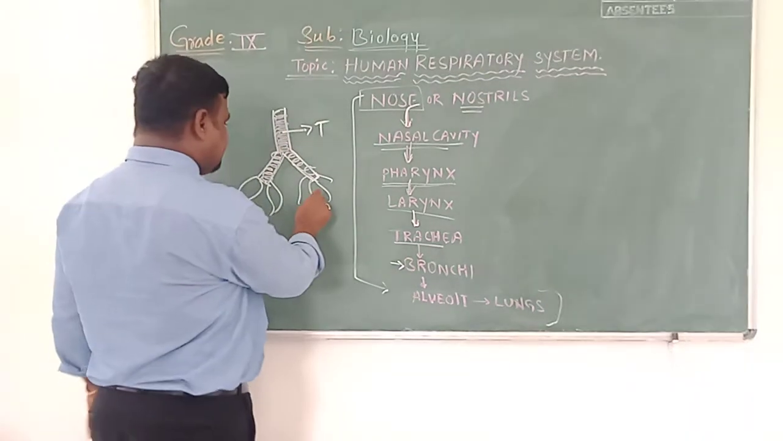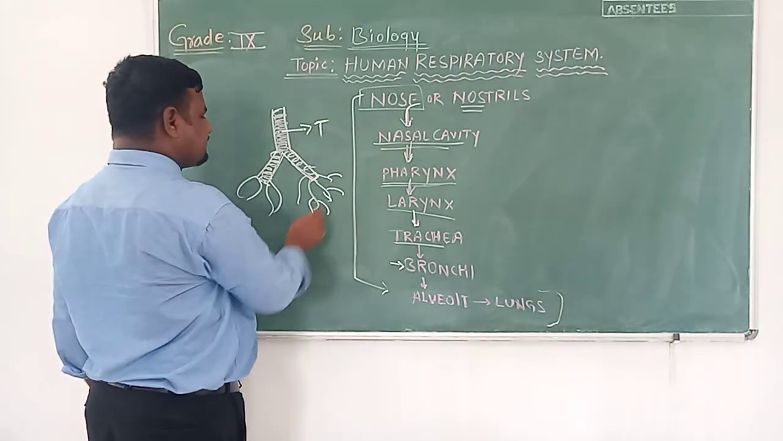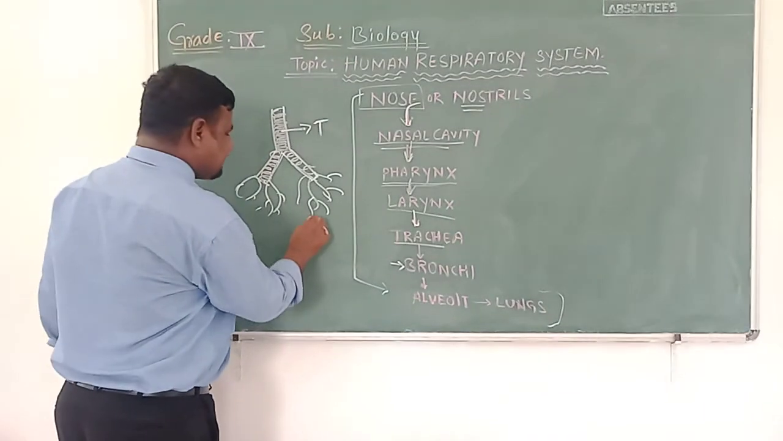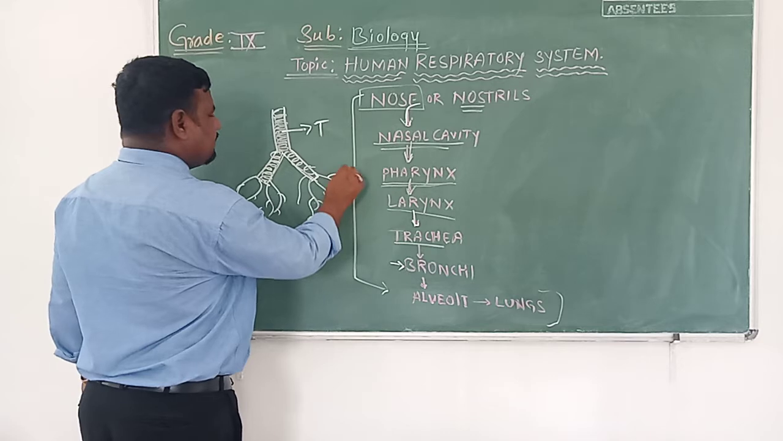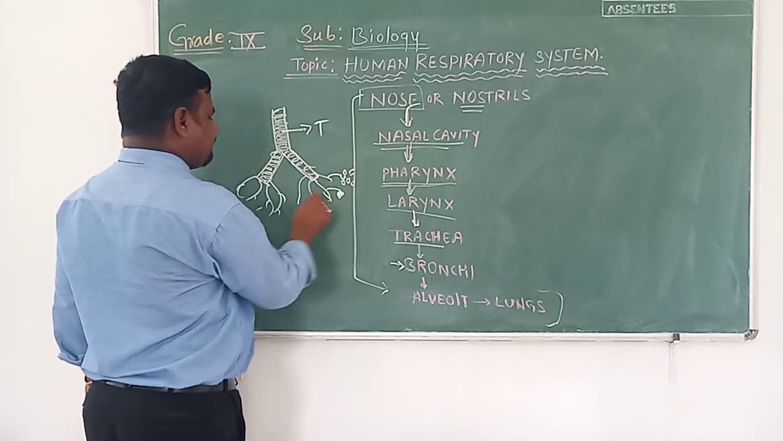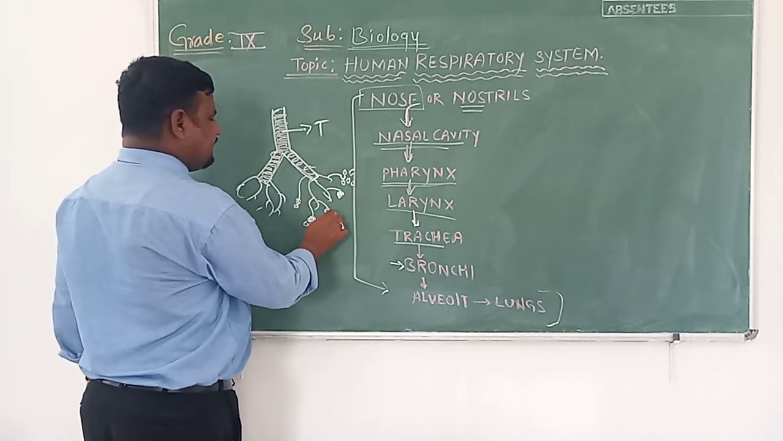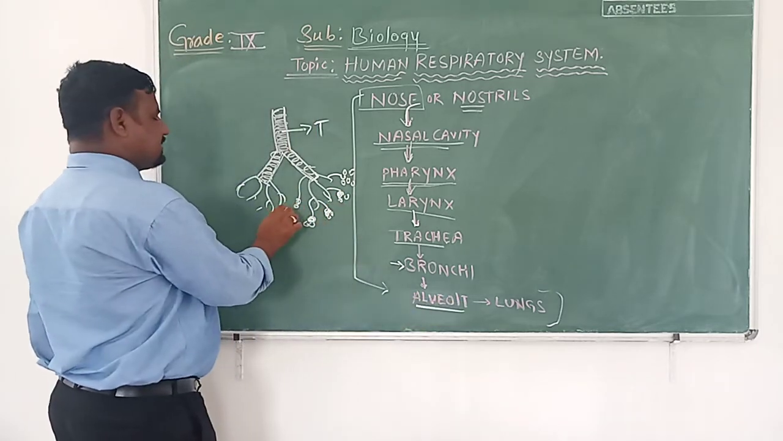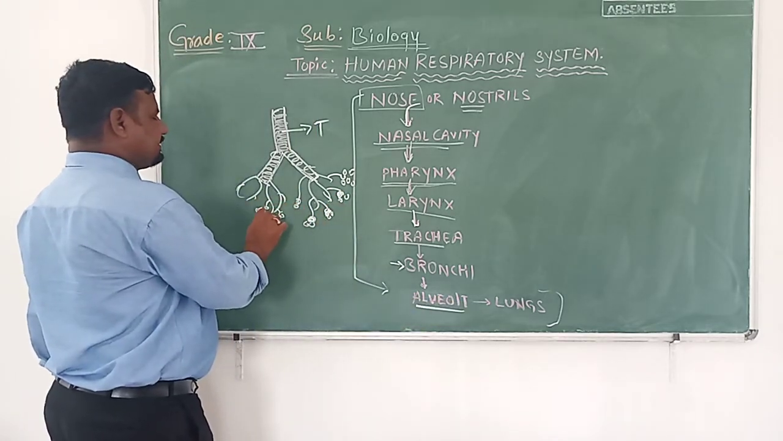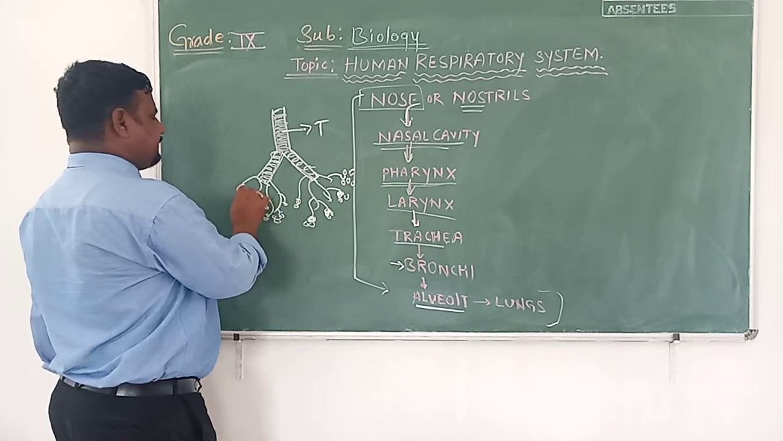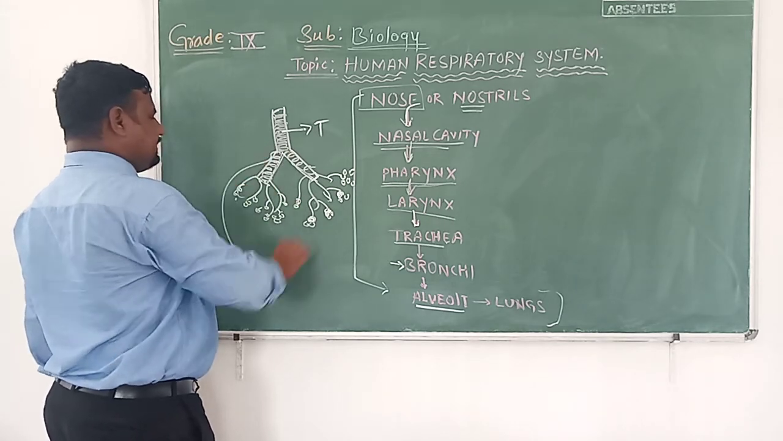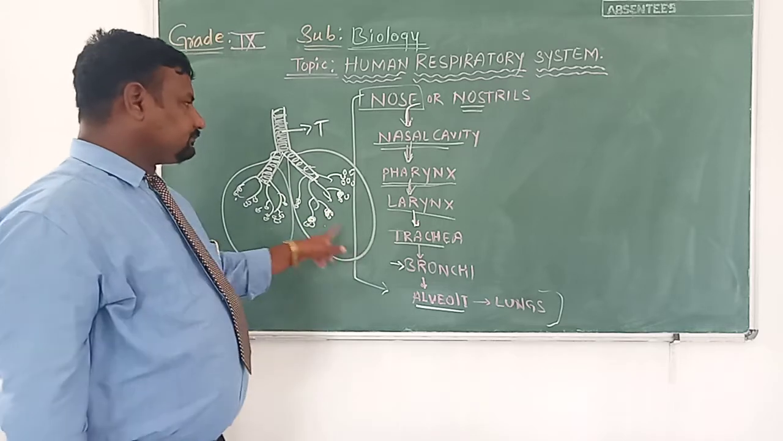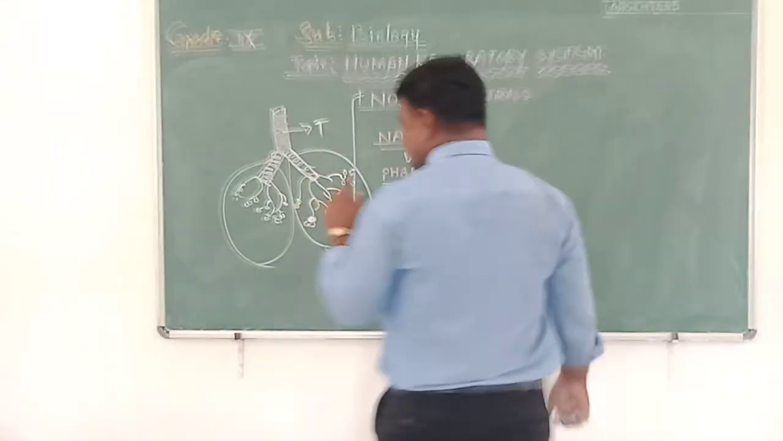Each bronchus spreads into several branches. These are bronchioles. At the end junction of these bronchioles we have the alveoli, shown here. What are alveoli? The structural and functional unit of the lungs. This will be the right lung and this will be the left lung. So this is what is shown here as a rough diagram.